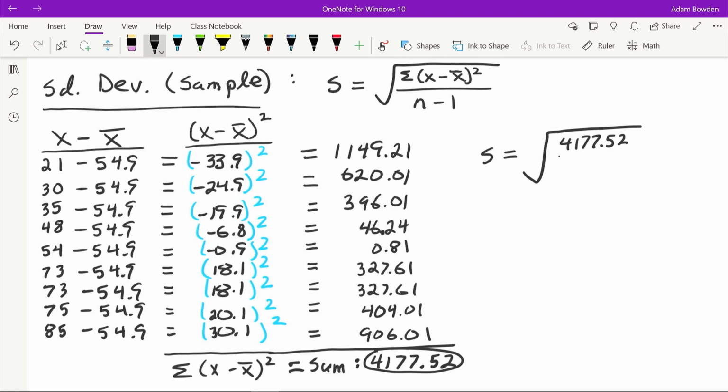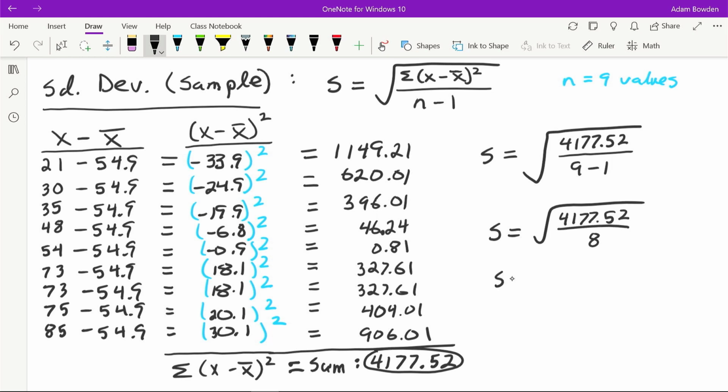And then recall that the lowercase letter n stands for the number of values. And there's 9 numbers here in total. So it's kind of like the mean. We have to divide by that number, but in this case we have to subtract 1 away from it. So let's do that here. Divide by 8. And I went ahead and calculated and rounded to the nearest 1 decimal point to get 22.9. Sample standard deviation.